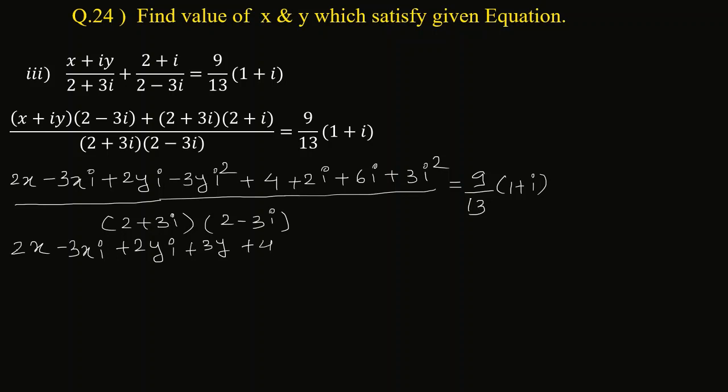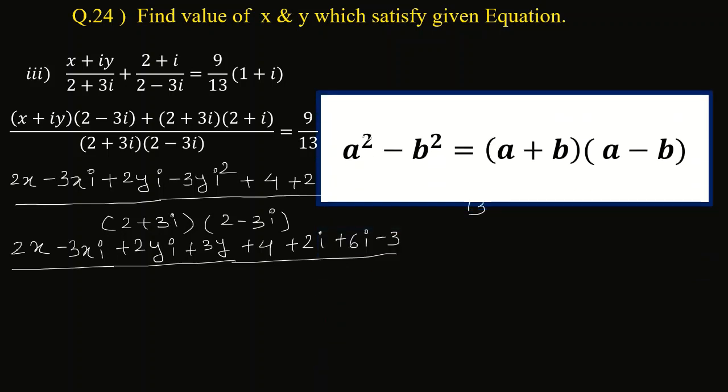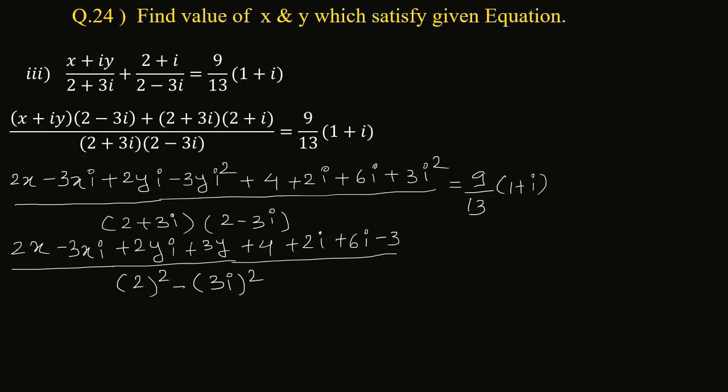Similarly plus 4 plus 2y plus 6i, and again we have 3 because of i square, this plus 3 becomes minus 3. And in the denominator, they are following a formula, and that formula is a square minus b square is equal to a plus b, a minus b. So instead of a we will write 2 the whole square minus 3i the whole square. This is the formula we follow, and on the right hand side we'll write the same term, which is 9 divided by 13 multiplied by 1 plus i.